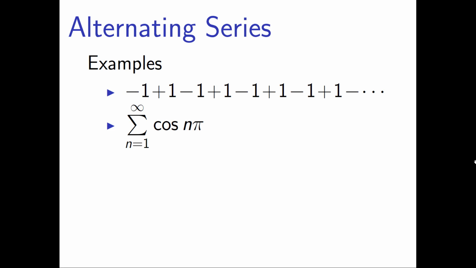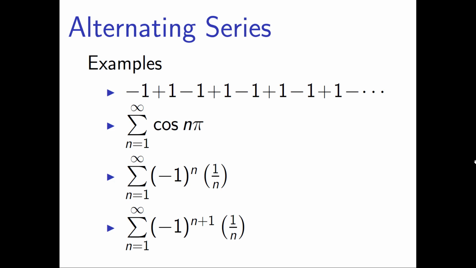If we look at the top here, minus 1, plus 1, minus 1, plus 1, minus 1, plus 1, that's clearly alternating. And generally the series will look something like that. I've thrown another little one in here, the sum from n equals 1 to infinity of cosine n pi. If you start figuring those out, cosine pi, cosine 2 pi, cosine 3 pi, I think you'll find it looks just the same as the one above.